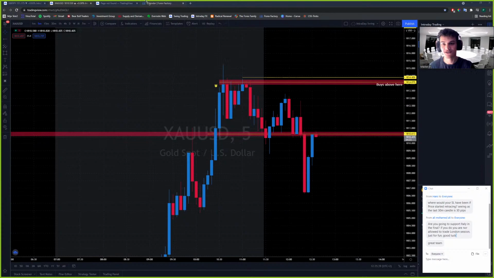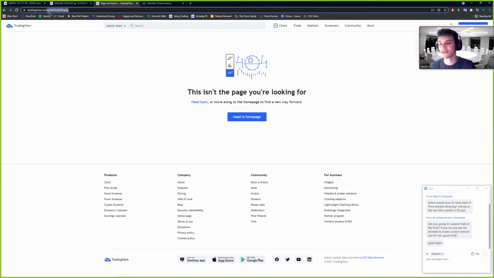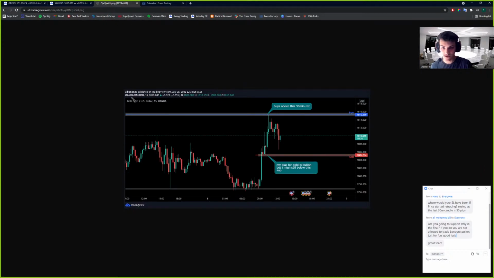Oh, Albano Z is trading gold. Let's see what his plan for gold is. We got 15-minute buys above this 30-minute resistance. My bias for gold is bullish, but I might sell below this support. Yeah, that's a really, really good idea.